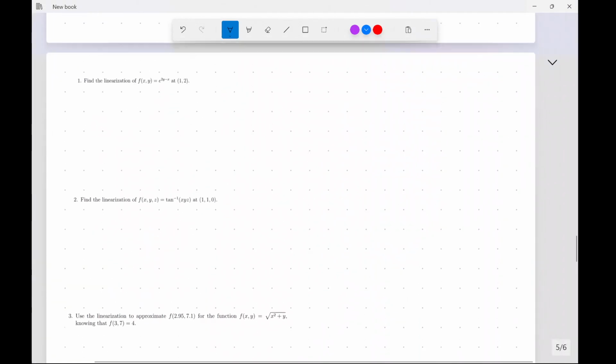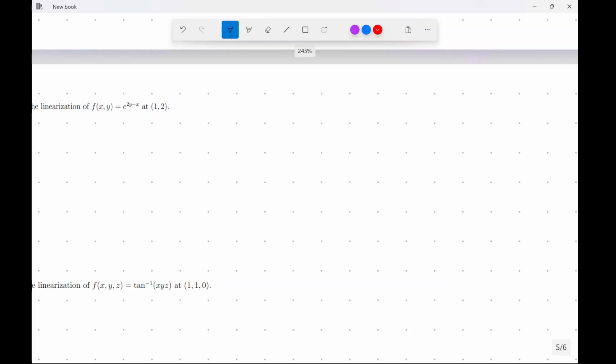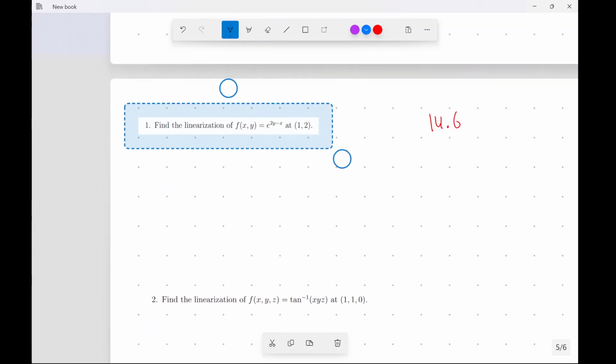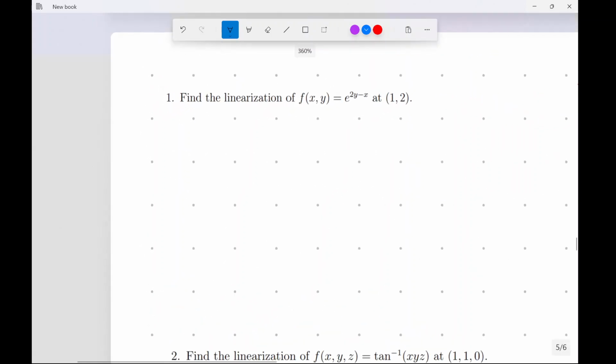All right, hello, this is worksheet 14.6, linearization in tangent planes. Let's go ahead and get started. Okay, number one, find the linearization of that function at (1, 2).